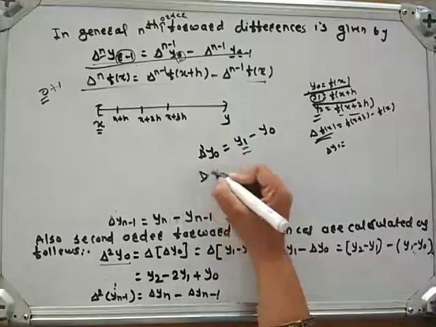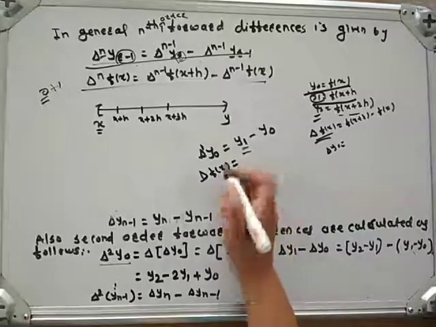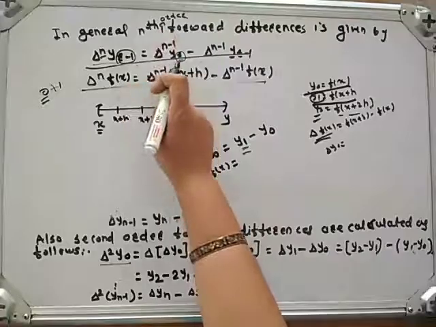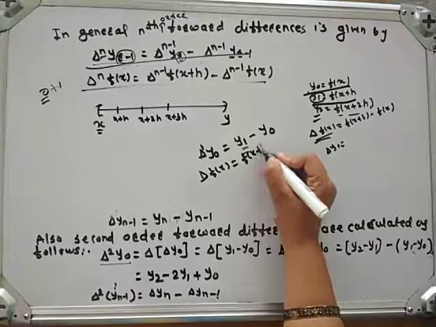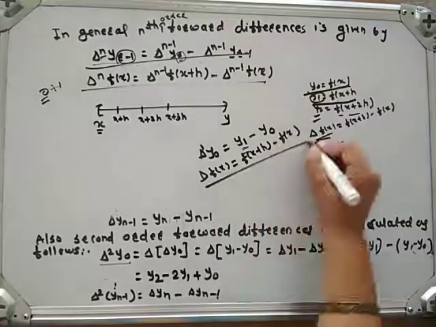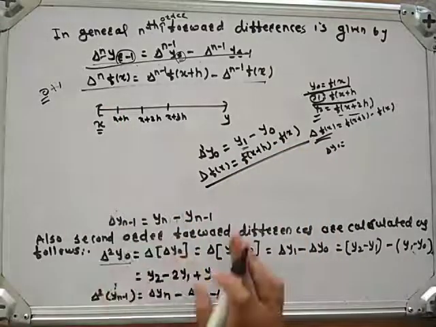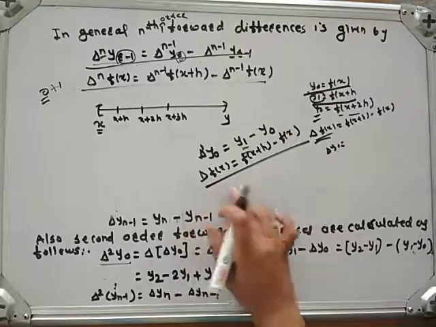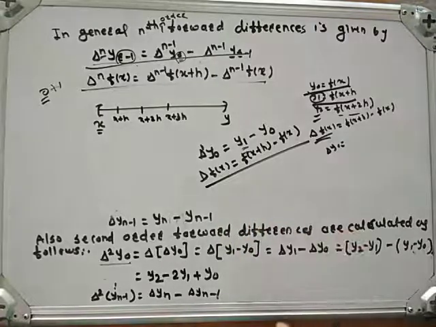Similarly we calculate delta f of x. Here n is 1, therefore 1 minus 1 is 0, therefore we get delta raised to 0 which is again 1, which gives f of x plus h minus f of x. Similarly we can find out delta f of x plus h, delta f of x plus 2h and so on.